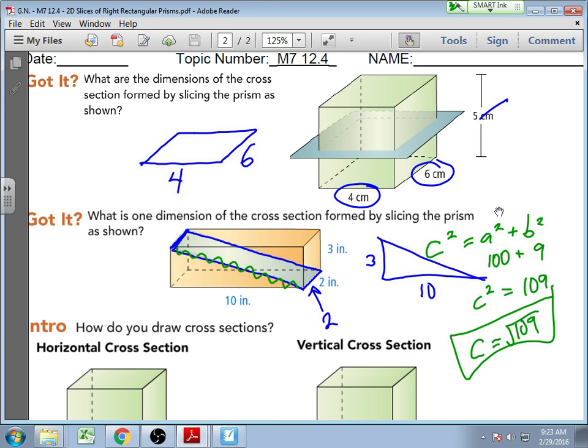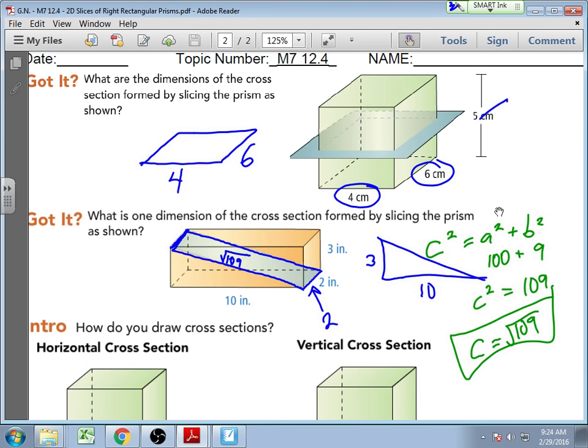Now, this is why I said you don't have to have this on your paper. The length of this edge right here is radical 109. If you want to label it just so you have it, but what we need to know is it's bigger than 10. That's all we care about, is that it has to be longer than 10. Since it's not flat, it's diagonal.